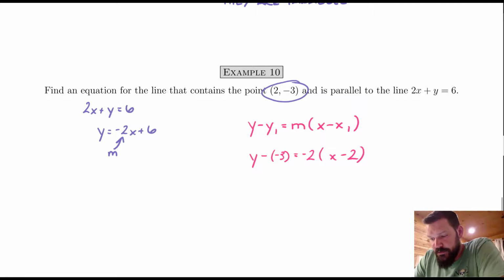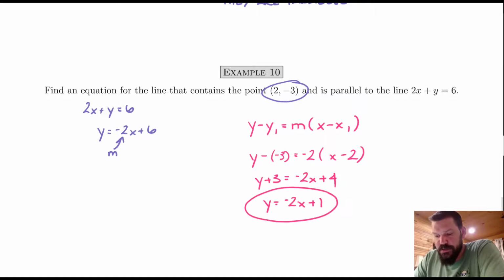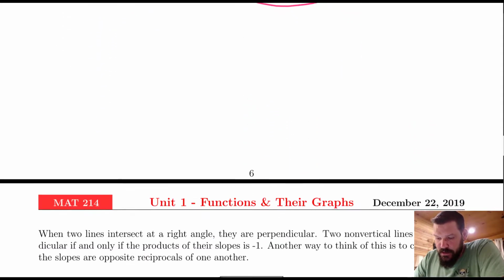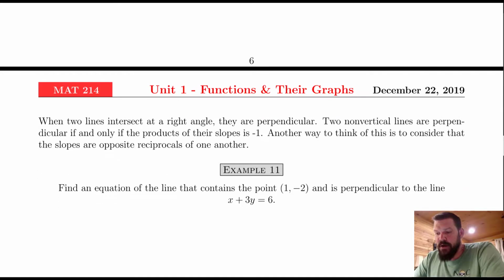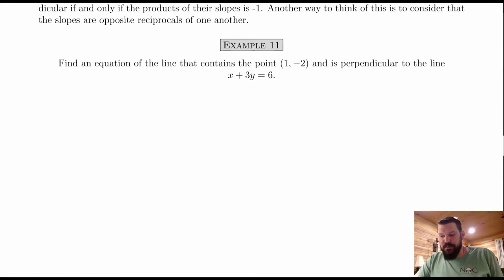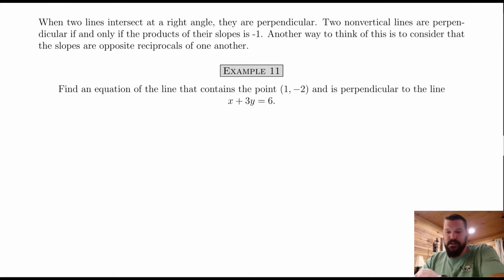Anyway, so we distribute the negative and we get y plus 3 equals -2x plus 4. We subtract 3 from both sides, and get y equals -2x plus 1. So there's the equation of the line that is parallel to the line 2x plus y equals 6. And now we're going to talk about our last type of line for the night.